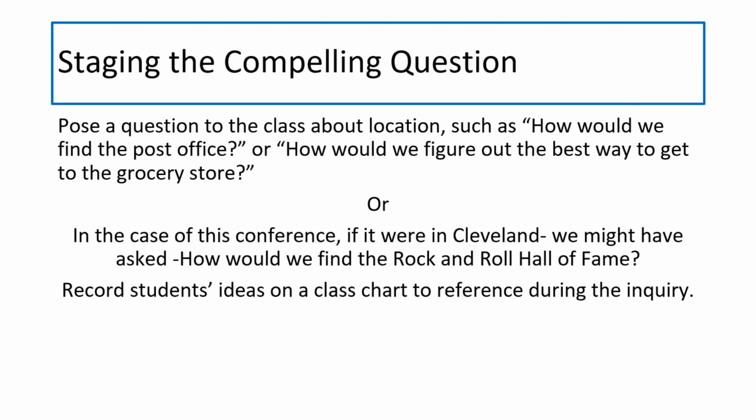So the first step on the C3 blueprint is staging the compelling question. As Ann pointed out in the structure, with your students you just come up with a question that you think they'd understand. So how would you get from a location like your home or the school to the playground? Or how would you get to the post office or the grocery store? Asking them how they would figure out how to navigate and explain directions to somebody else.